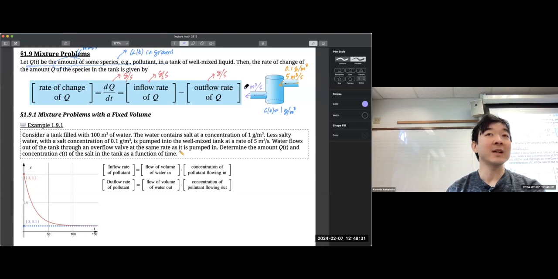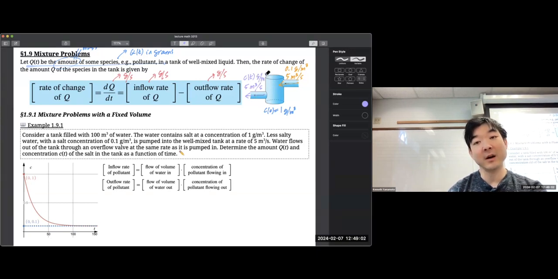Do we know anything about the water being pumped out? It's hard to tell, right? Do you think that the water being pumped out would also be 0.1 grams per meter cubed? No, because you're putting that into a tank that's more concentrated. But it's probably not 1 gram per meter cubed either, because it had been diluted by the fact that you're pumping in water that's less concentrated. And so the best thing you can say is that the water coming out is some unknown concentration, C of T, grams per meter cubed.